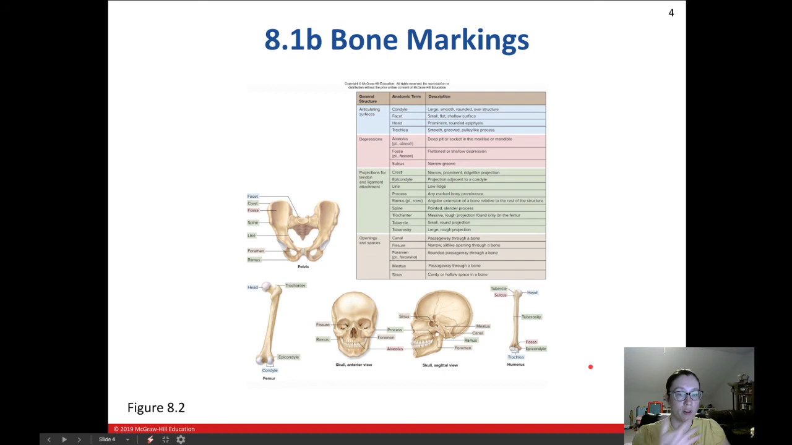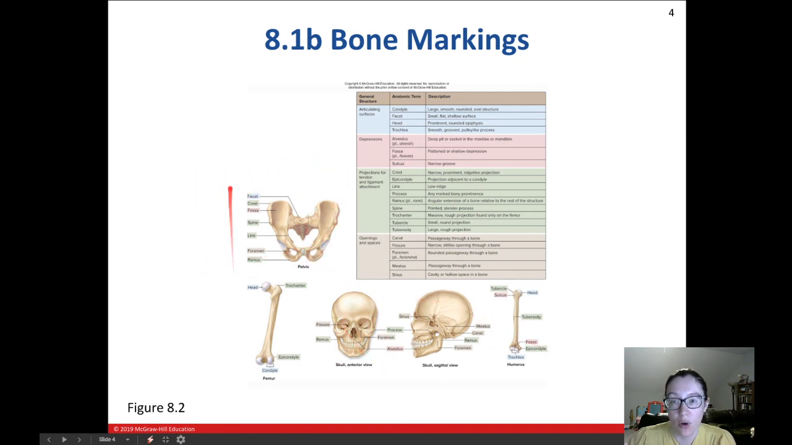Now, before we move further, I want to mention that, as I said before, you're not just going to be memorizing the name of every bone. I also want you to memorize the markings. A bone marking is just some sort of landmark or some sort of special feature of the bone.